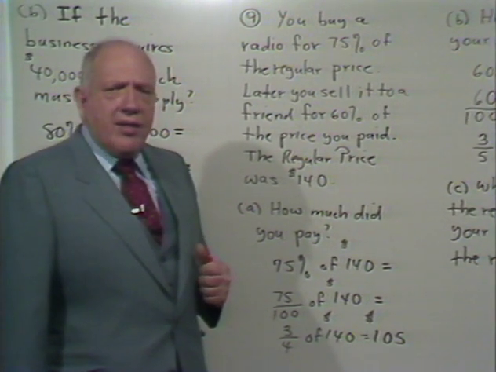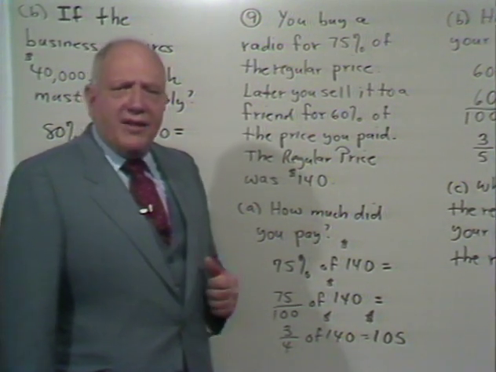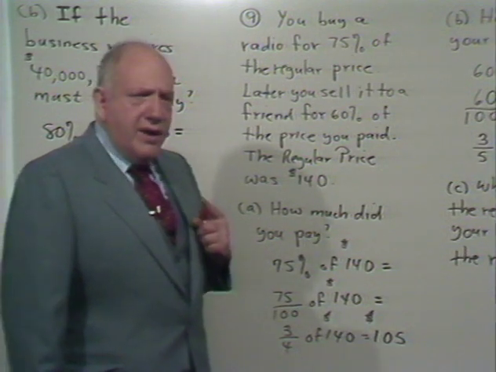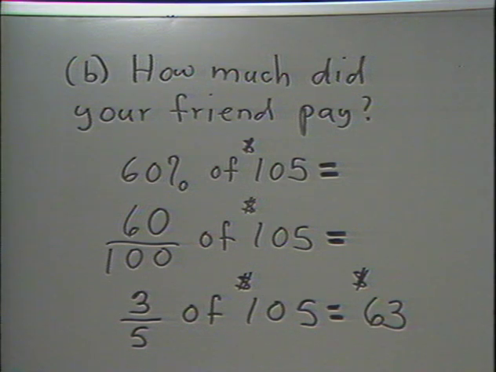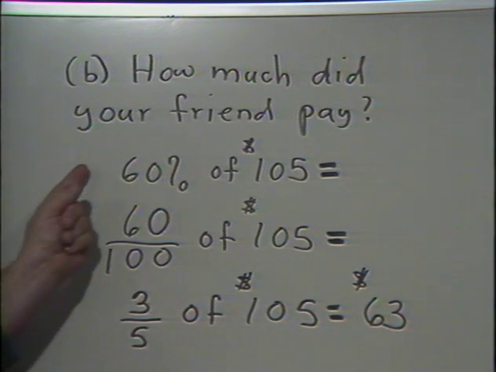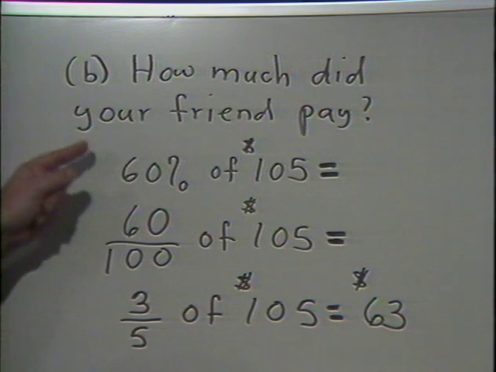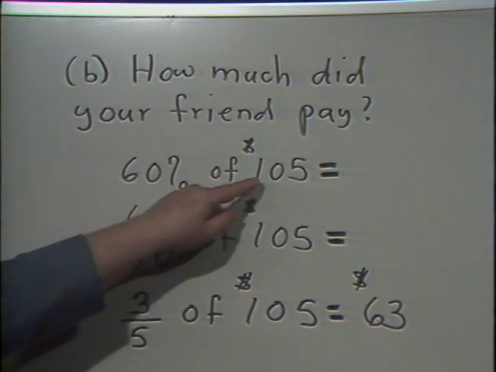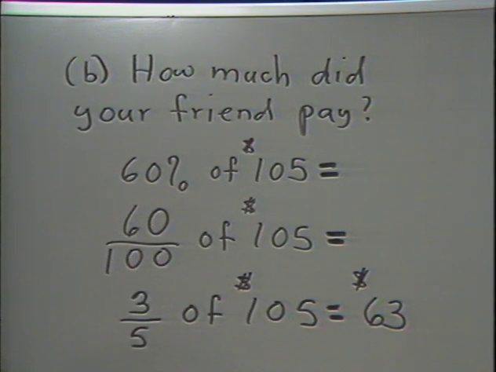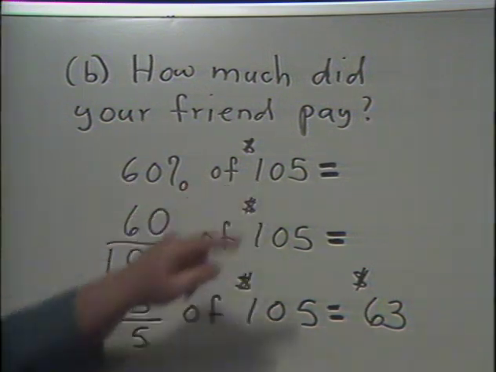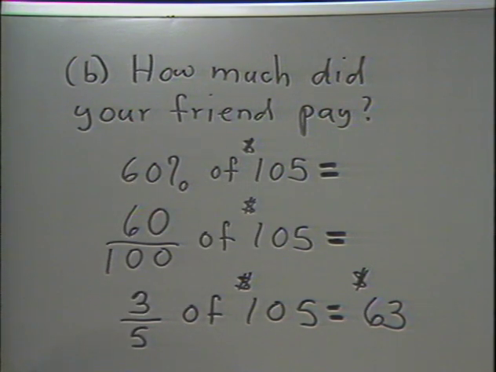Now we come to part B. Part B asks us, okay, how much did your friend have to pay? Here's reading comprehension again. Your friend pays 60%, but that's the adjective. What's the noun? It's 60% of the price you paid, not 60% of the regular price. So in part B, you don't take 60% of the 140. Your friend is paying 60% of the price that you paid. You paid $105. He's paying 60% of the $105.